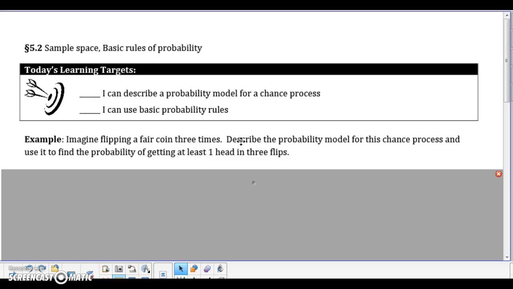So let's start with something relatively simple. Imagine flipping a fair coin 3 times. The fair part means that the outcomes are going to be equally likely. It's not a weighted coin. So both heads and tails are going to be equally likely. Describe the probability model for this chance process and use it to find the probability of getting at least one head in 3 flips. So we're going to be doing 3 things for this example.